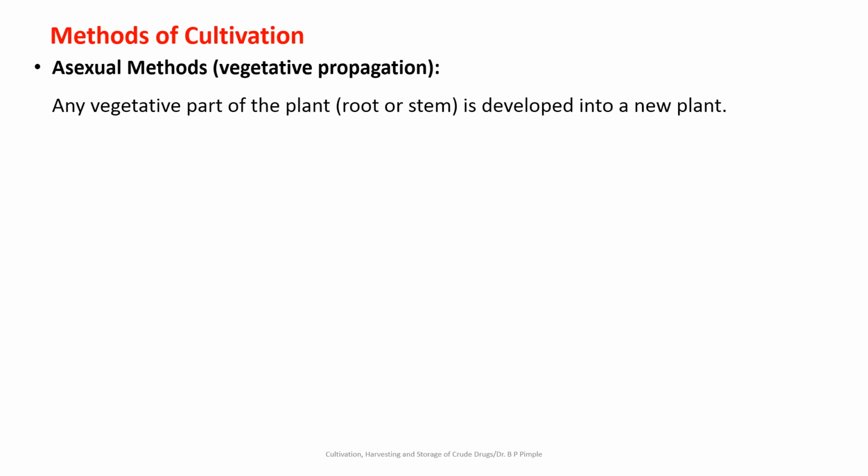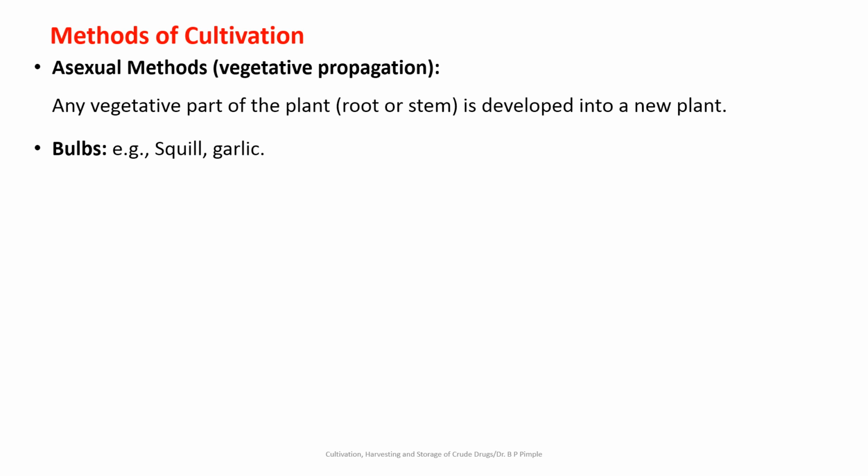Another mode of cultivation is asexual mode of reproduction, which is also known as vegetative propagation. Here, vegetative part means non-reproductive part. The reproductive part in the plant is only flower. Now, suppose you are developing a new plant from a non-reproductive part, like leaf or stem or root, then in that case it is called vegetative propagation.